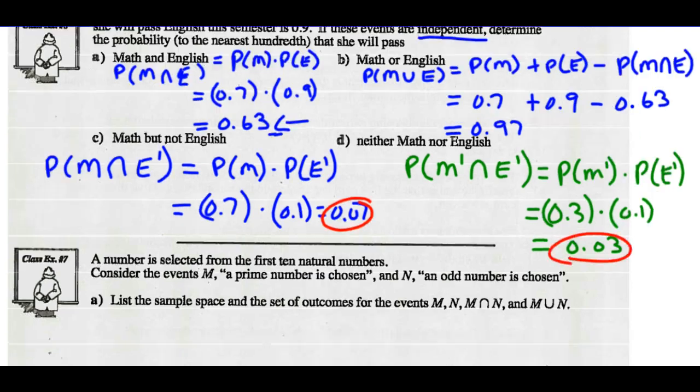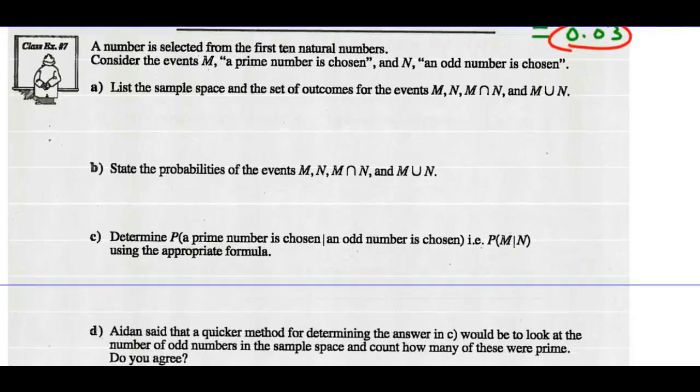And finally, example 7. A number is selected from the first 10 natural numbers. Consider the event M, a prime number is chosen, and N, an odd number is chosen. List the sample space and the set of outcomes for the events M, N, M intersect N, and M union N. All right, you do that. Pause this and do that, then come back and have a look.